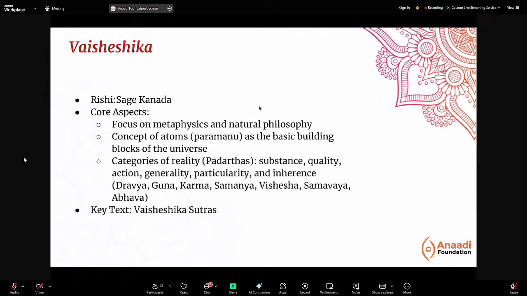Vaisheshika, by Sage Kanada, focuses on Padarthas. For example, if you take a Dravya, it has Guna and Karma. Any object you take. For example, if I take this water bottle, it has a Guna and it has a function, right? So this is what the Vaisheshika does, like physics and biology, it maps the entire reality into classes and categories. Okay, Vaisheshika Sutras is an important text.